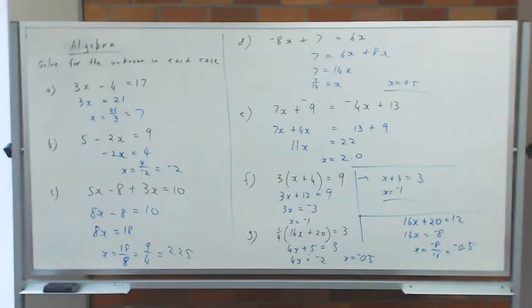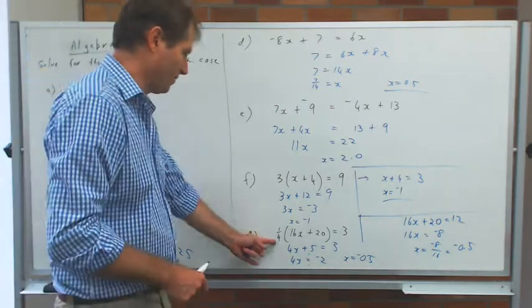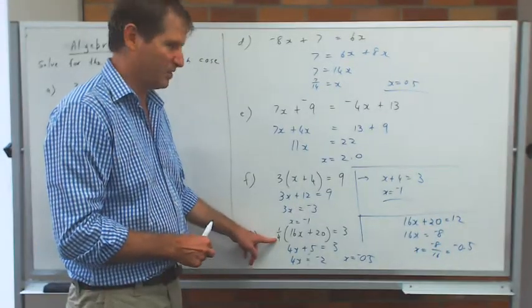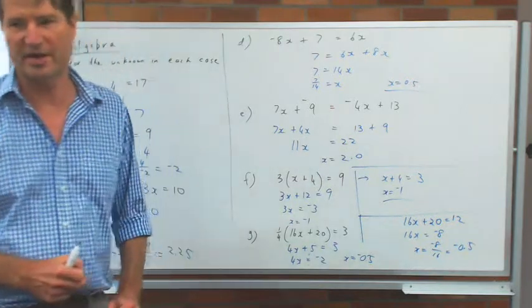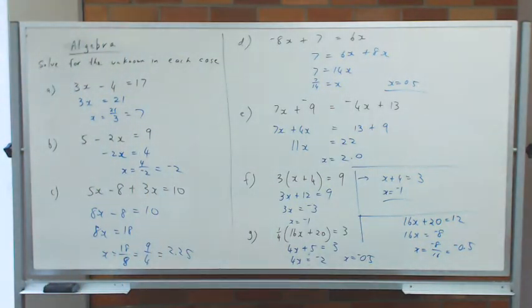So that's my general method for getting rid of fractions. You simply look at the number on the bottom line, whatever that number is, multiply the whole equation by that number, and that will eliminate the fraction from the equation.